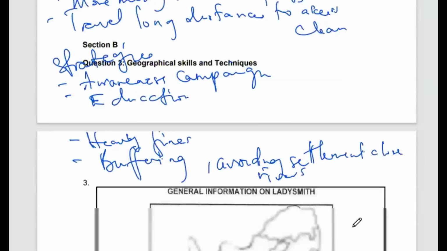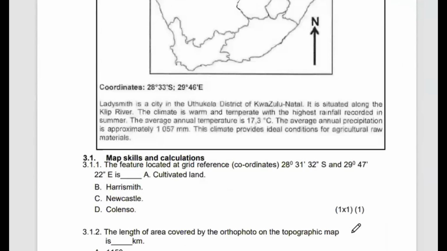geomorphology. Right, the last part that we need to look at is map work, but unfortunately, I don't have this map at my disposal. I will just highlight some skills that you need to have in terms of map skills and map calculations, and also interpretation of map information and GIS. Right.